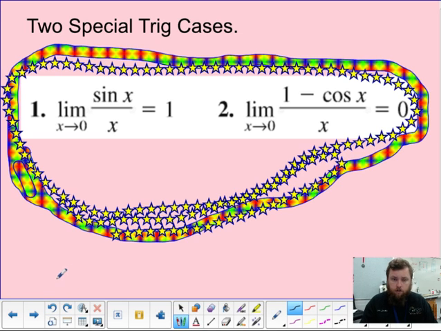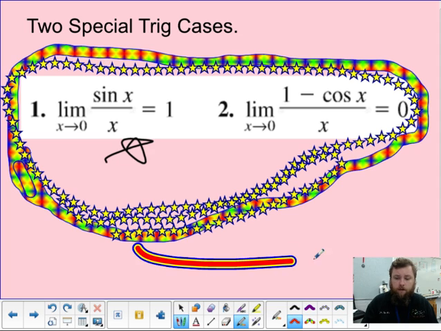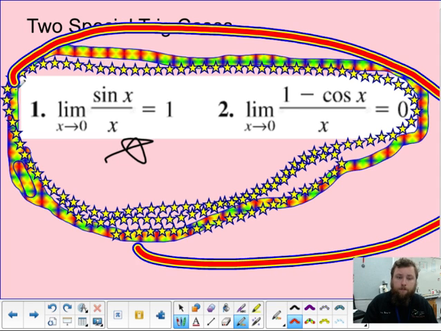All right, 2 special cases for limits. And this is just ones that you're going to have to know. Especially this first one pops up a few times. So the limit as x approaches 0 of sine of x over x is 1, and the limit as x approaches 0 of 1 minus cosine of x over x equals 0. And I circled those with really special designs. So hopefully you remember even better.